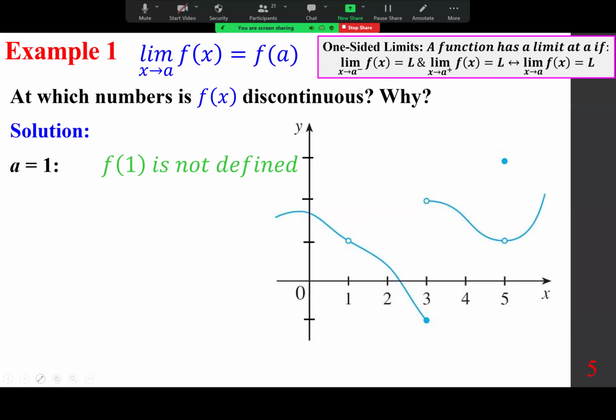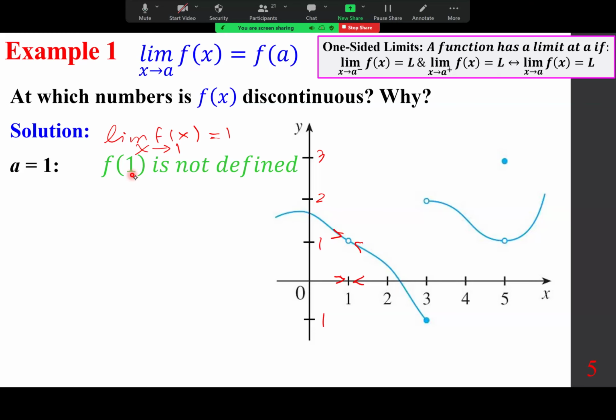What about the limit? Just for the sake of argument, as we approach 1 from the left or from the right, in both cases, we are moving towards this point, which has a y coordinate one. So the limit of f of x as x approaches 1 exists, it's equal to 1. But f of 1 is not defined.